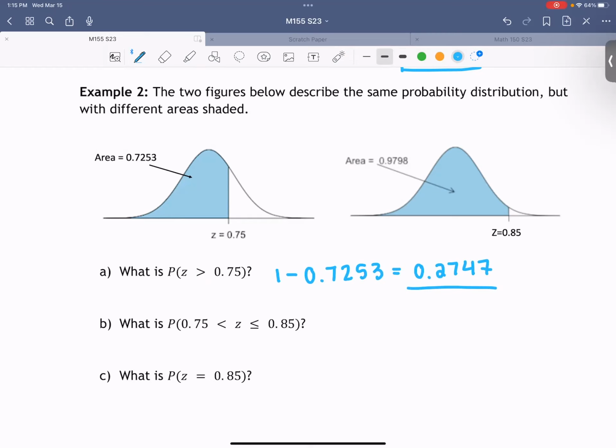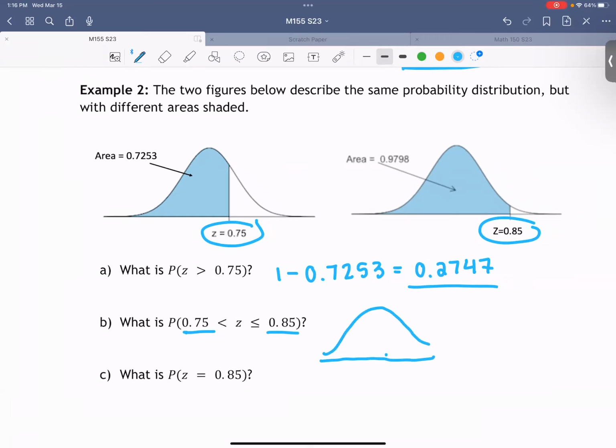All right, let's do part B. I think part B was the thing that tripped everyone up. This one's a little bit harder, and we'll be dealing with questions like this throughout the rest of this section. This time we want to find the probability of a between area, the area between 0.75 and 0.85, which are the two values in each of the two graphs. So essentially, if I marked 0.75 on my graph and I marked 0.85, I'm really trying to find the area in between, okay?